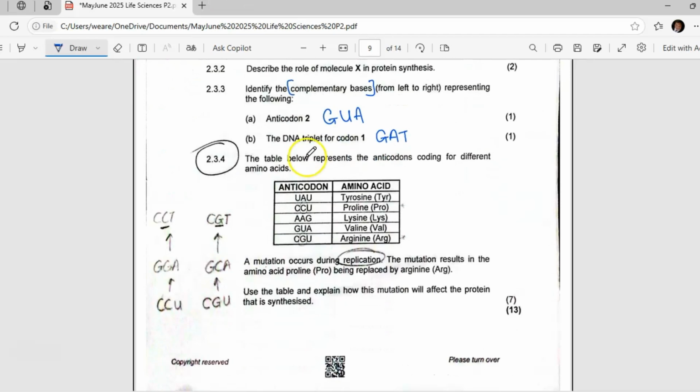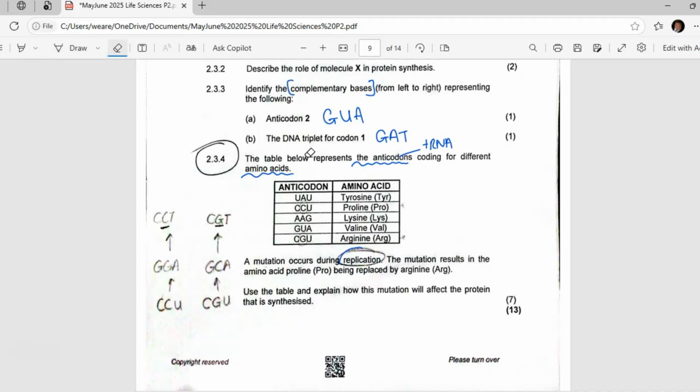Then they go further, so this is 2.3.4. They say the table below represents the anticodons coding for different amino acids. Anticodons, tRNA. Now they say a mutation occurs during replication. I already did this question, that's why you'll see I wrote on here and you'll see these circles. They say the mutation occurs during replication.